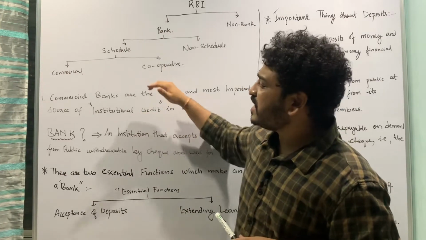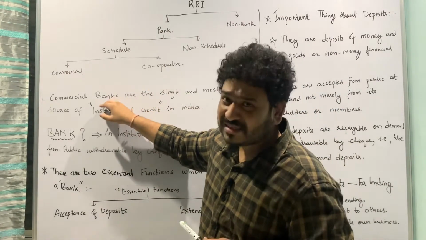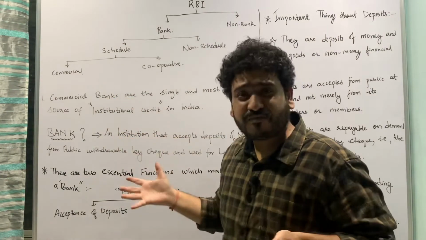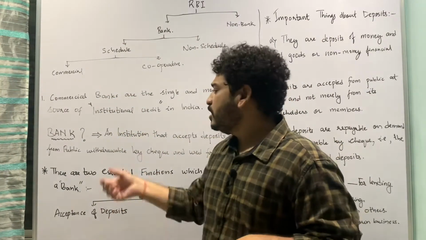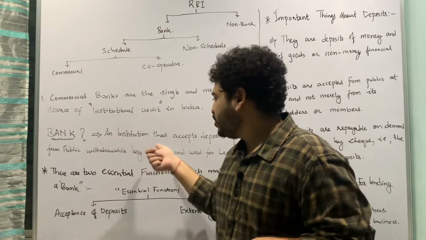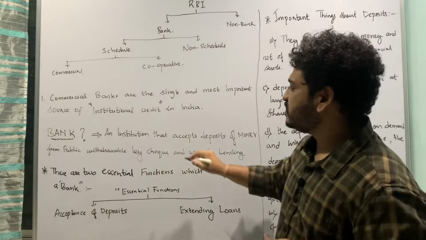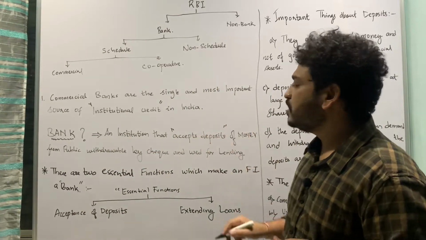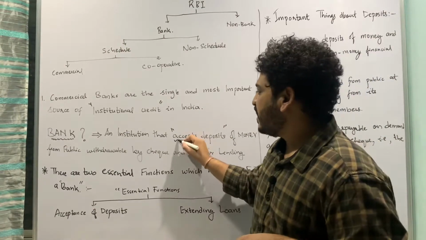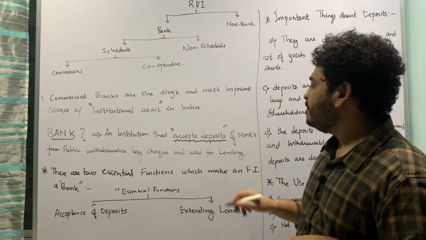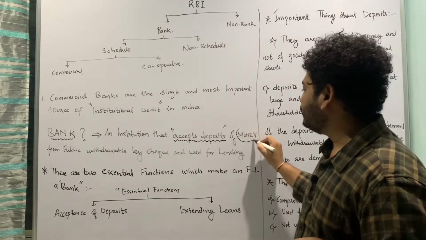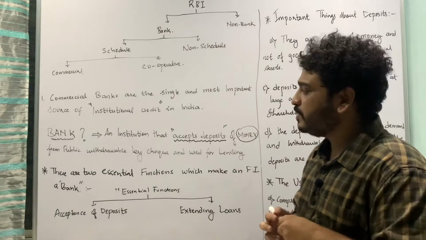But before understanding what a commercial bank particularly means, let us look at the definition of a bank. A bank is an institution that accepts deposits. There are two essential features of a bank. One is acceptance of deposits per se. Deposits of money, only money I am talking about.